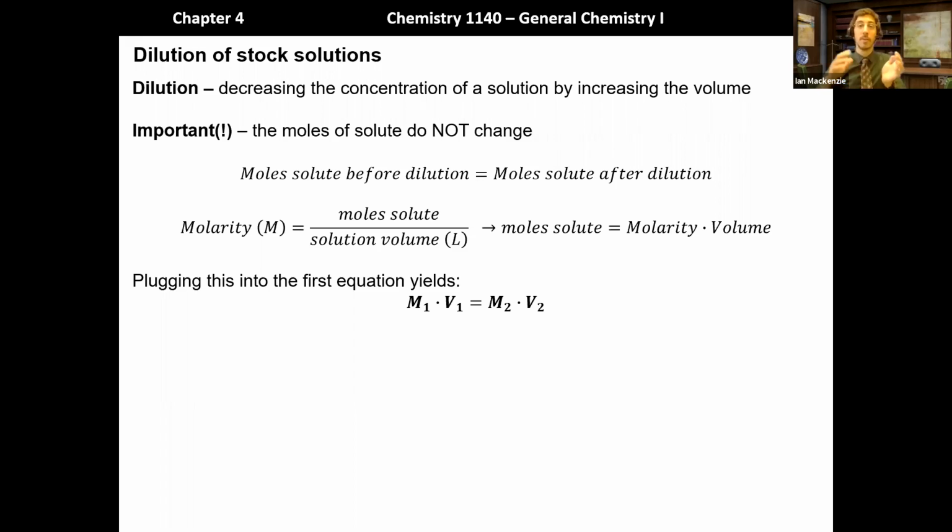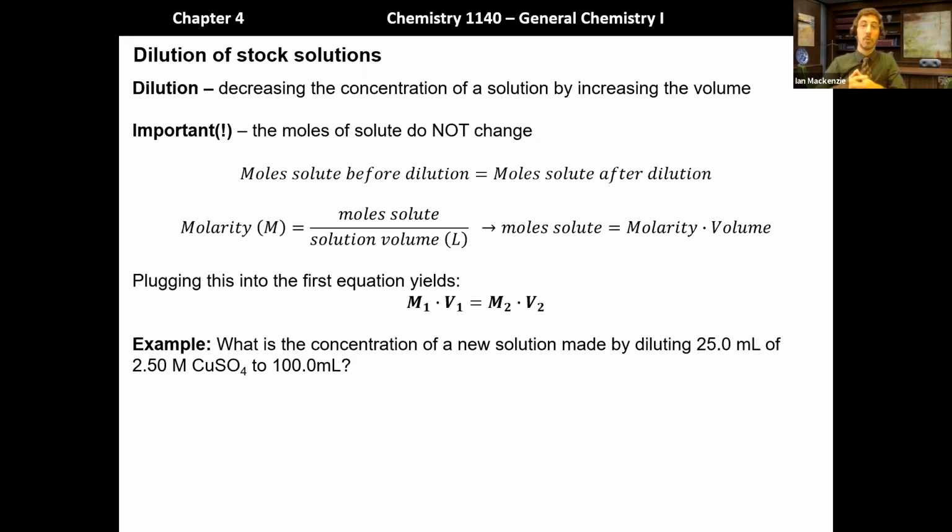This says M1V1 is equal to M2V2. So it's the solution concentration of the original solution times the volume of the original solution that you took, that 25 milliliters. Multiplying those two together gives us the number of moles, and the number of moles is equal on both sides. So that's equal to the final solution concentration times the final volume.